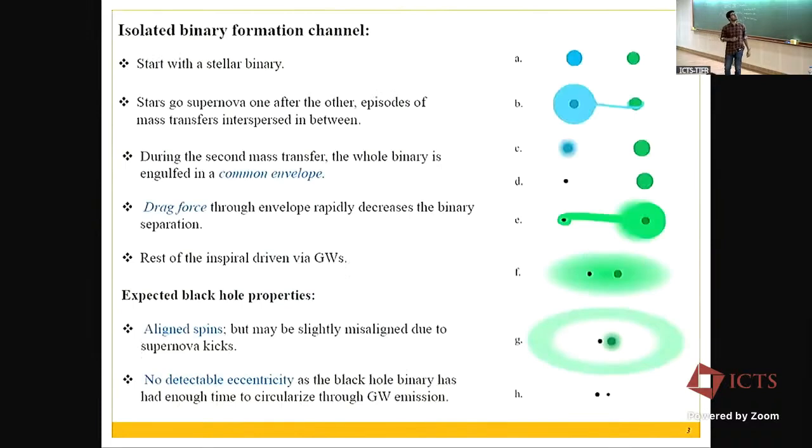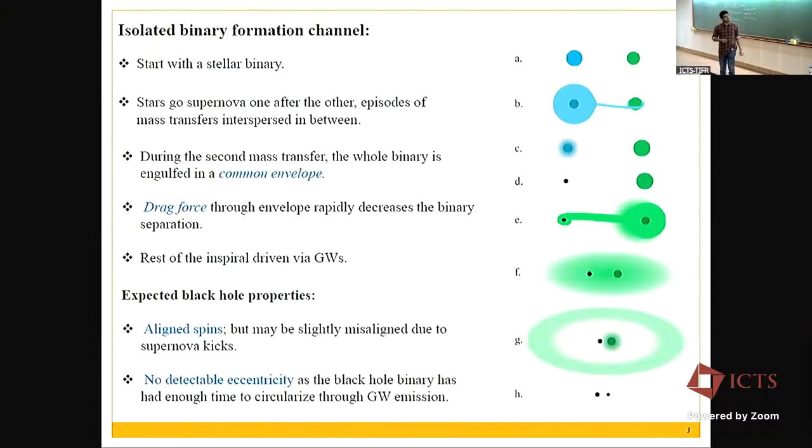The first one is called the isolated binary formation channel, in which you start with two stars. The heavier of them then starts to swell up in its lifetime. This is something known as the red giant phase of the star, in which it swells up to thousands of times its original radius. And then it starts transferring its matter, the outer envelope, onto the smaller star. And then what is left of this star is just its core, and then it undergoes supernova and becomes a black hole. Now after some time, the second smaller star undergoes the same process, becomes a supergiant, then transfers the mass onto the black hole.